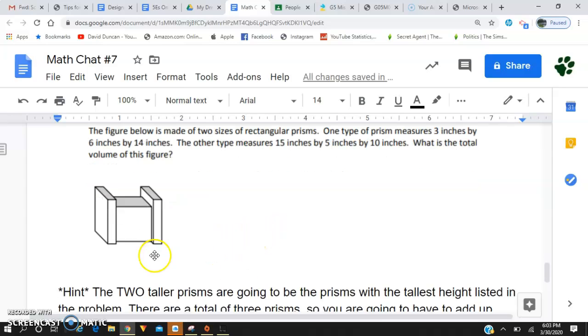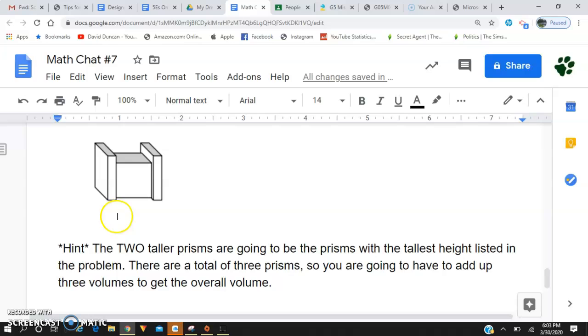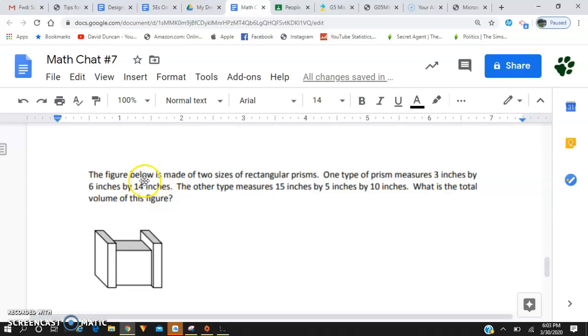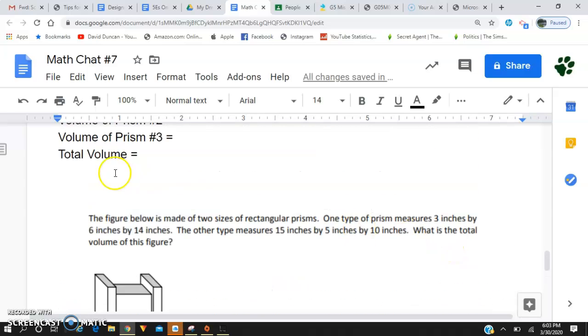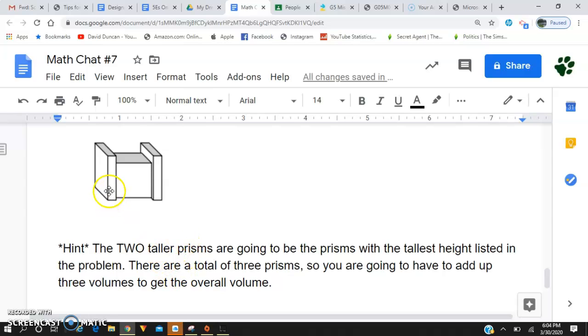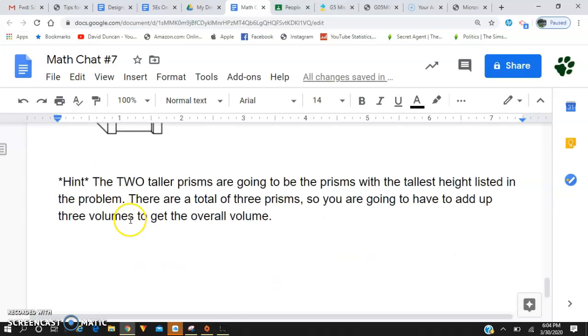So, down below, I said to you, first of all, remember that the formula for volume is length times width times height. So height is my very last portion of my formula given to me. So I told you the 2 taller prisms, which are these 2, are going to be the prisms with the tallest height listed in the problem. Tallest height, hint, hint, right here. Okay. There are a total of 3 prisms. So you're going to have to add up 3 volumes to get the overall volume, but 2 of them are the exact same. Okay. So use that information to help you answer this one.